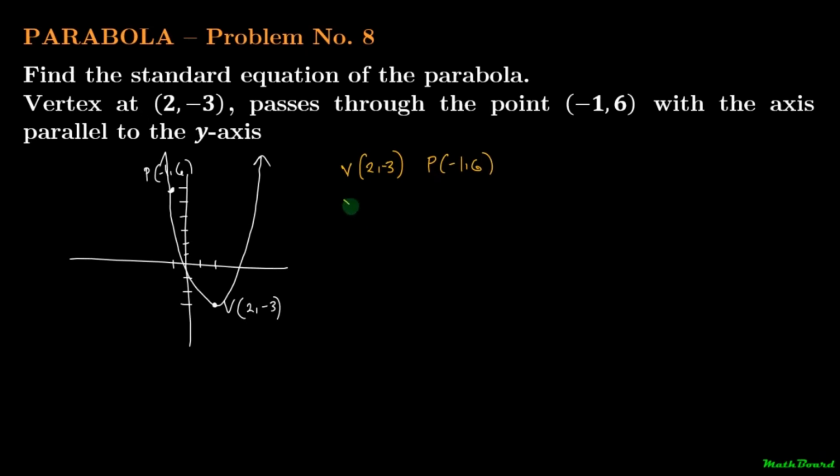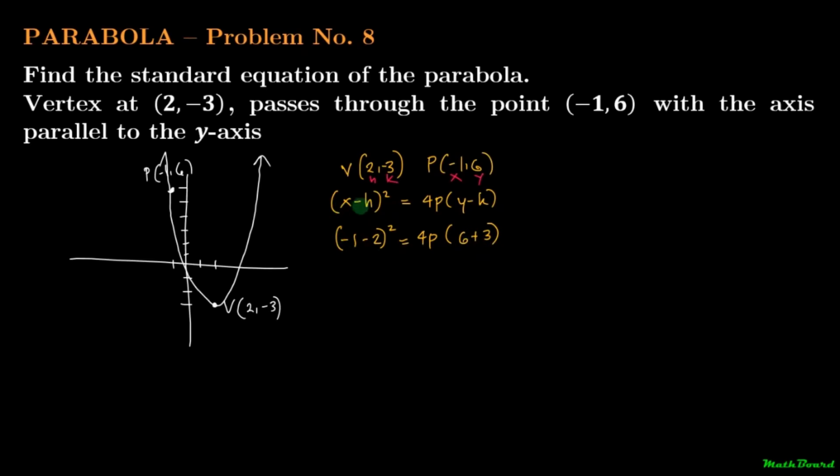So the equation would be x minus h squared equals 4p y minus k. Okay, so this is our h, this is our k, this is our x, this is our y. Then we substitute. So ang x natin ay negative 1, ang h ay 2, so minus 2 squared equals 4p. Ang y, 6. Then ang k, negative 3, so plus 3.